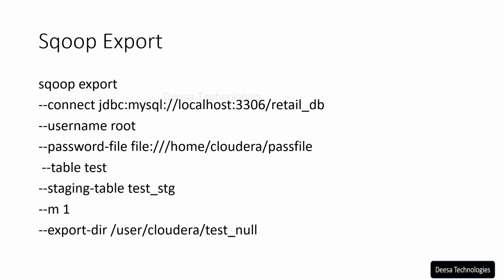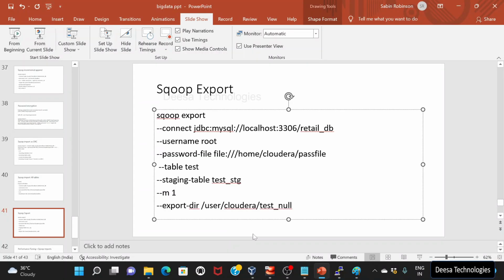Then we have the connection identifiers, you have username, you have password, table, then staging table. So we need to create a staging table. The staging table should have the same structure as that of the actual table. Now what will happen is the data from the export directory, this is where the data is present, will first be copied into the staging table, and from the staging table it will be moved into the main table. So this is the concept of having a staging table.